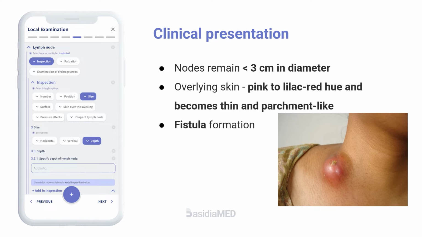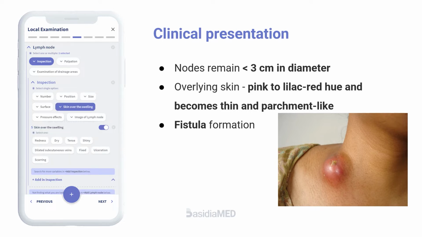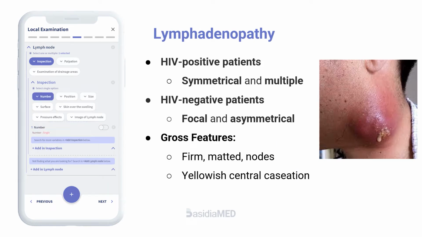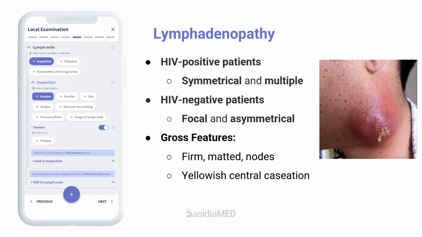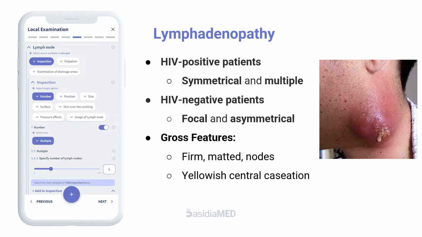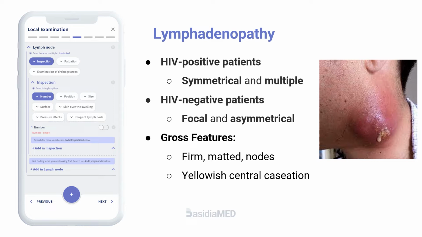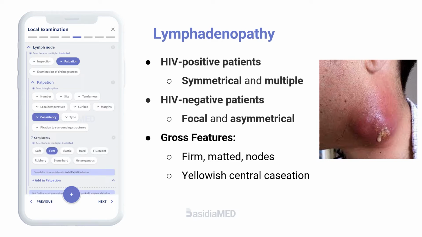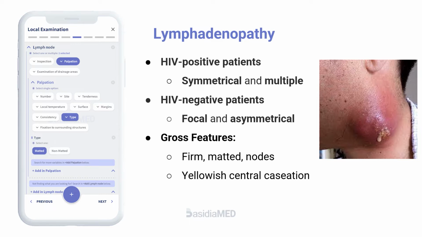Most nodes remain less than 3 centimeters in diameter. The skin overlying the node typically develops a pink to lilac red hue and becomes thin and parchment-like. Fistula formation can be seen. In HIV-positive patients, the lymphadenopathies are more commonly seen as symmetrical and multiple, contrasted with presentation with focal and asymmetrical lymphadenopathies of HIV-negative patients. Gross features of caseating tuberculous lymphadenitis are firm, matted nodes with yellowish, central caseation on the cut section.